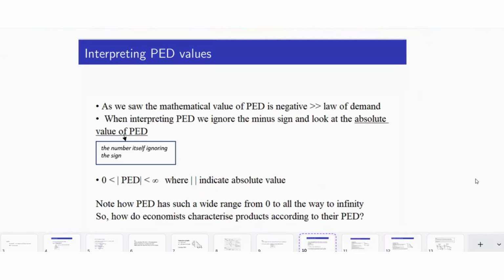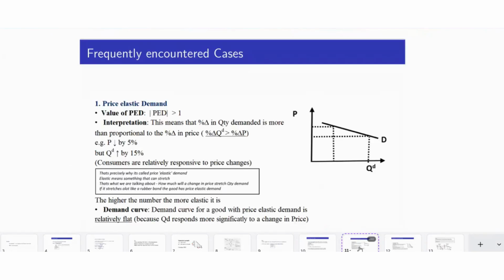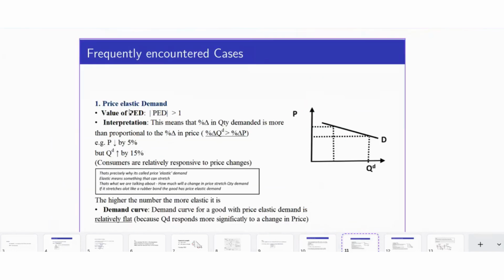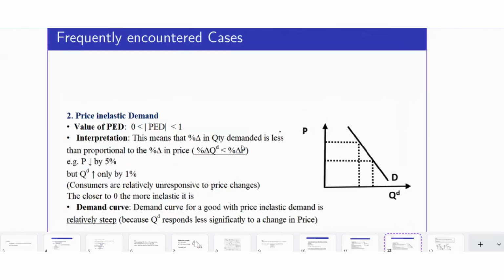And then based on this, we talked about how we can characterize products according to their price elasticity of demand. We then talked about price elastic demand. We now want to talk about price inelastic demand. When we were talking about price elastic demand, we said the value of price elasticity of demand in absolute terms is greater than 1. When we talk about price inelastic demand, the value in absolute terms is between 0 and 1. So if it's greater than 1, we say it's elastic demand. When it's less than 1, we say it's inelastic demand. And remember, we're talking about the number itself, ignoring the sign.